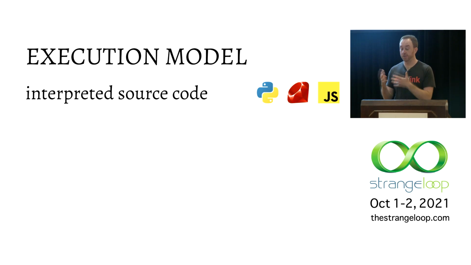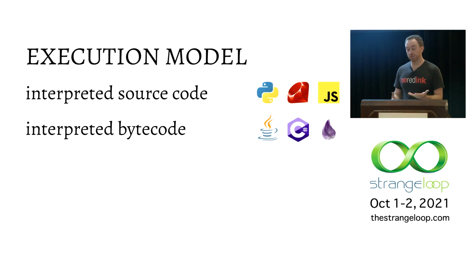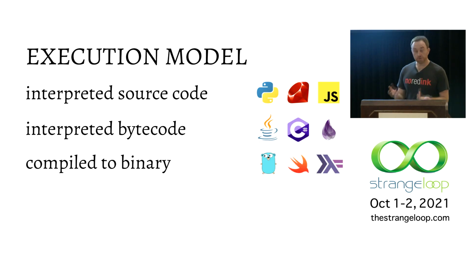They may or may not have JIT, which is just-in-time compilation, which can speed that up in really tight loops, things like that. Some languages do interpreted bytecode, like Java, C#, Elixir, compiling to Beam bytecode. Other languages go straight to a binary, just an individual standalone binary.